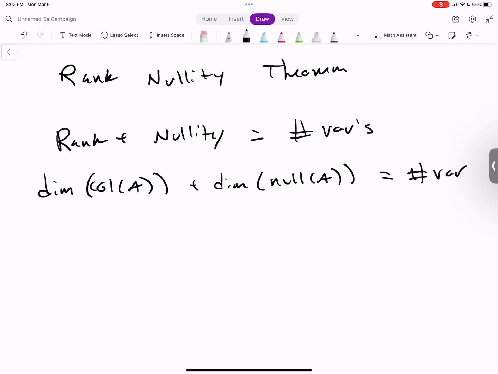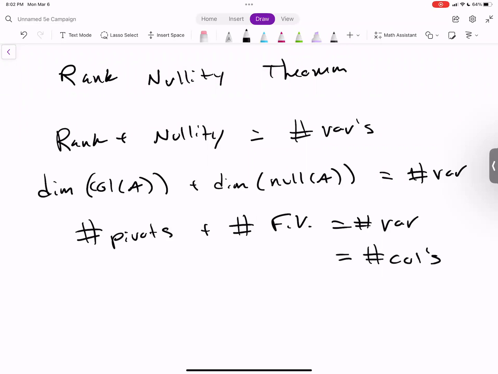What's the dimension of the column space of A? It's our number of pivots. What's the dimension of the null space of A? Number of non-pivots. How else can we say number of variables in terms of a matrix? Number of columns. X's are also fine. So this is just saying the number of pivot columns plus the number of non-pivot columns is the number of columns. Does that make sense? That's the whole definition of it.